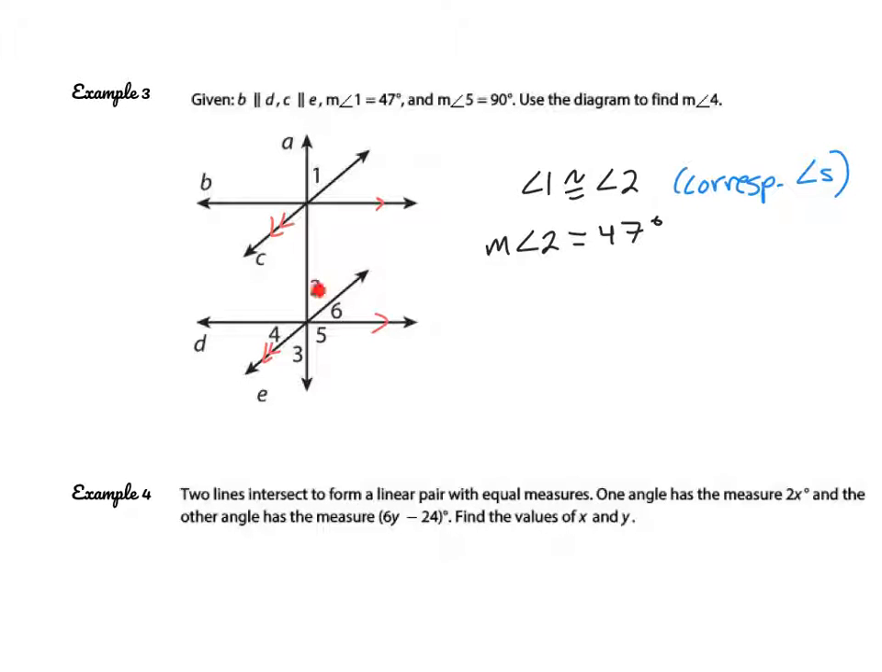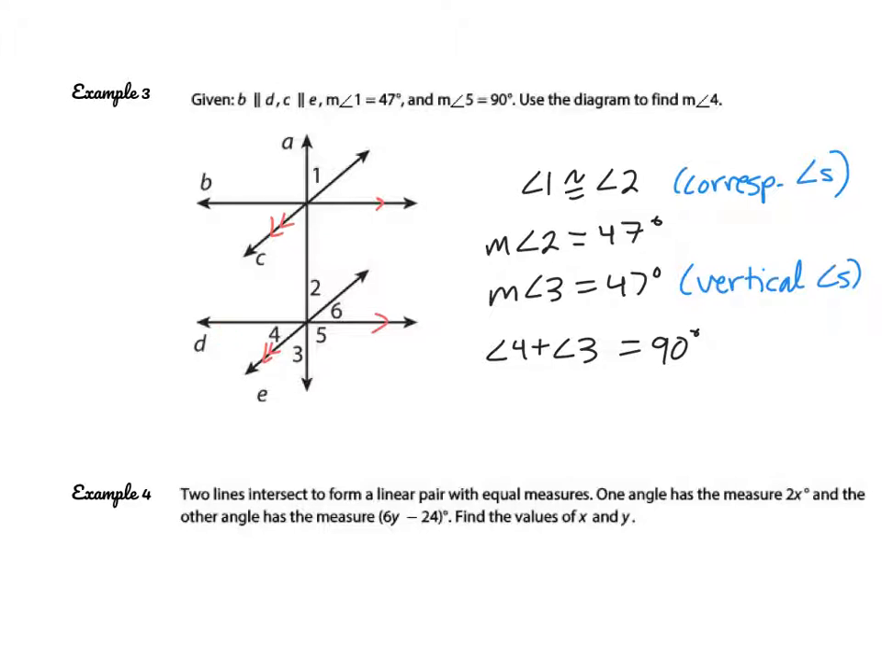So if angle 2 is 47 degrees, I know that the measure of angle 3 is also 47 degrees because they are vertical angles. And then since we know that this is a 90-degree angle, angle 5 is 90 degrees, we can also state that angle 4 plus angle 3 must equal 90, right? Because they're on a straight line, which adds up to 180. So if this is 90, the other side must be 90. And we know that angle 3 is 47. So angle 4 plus 47, I'm substituting now, equals 90 degrees. So angle 4 must equal 43 degrees.